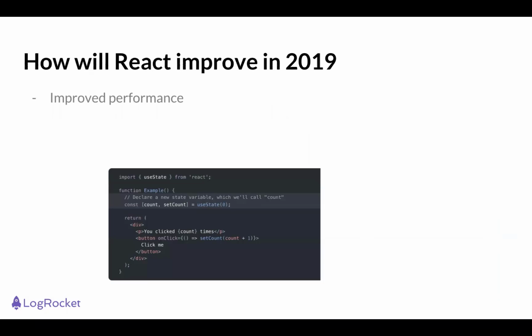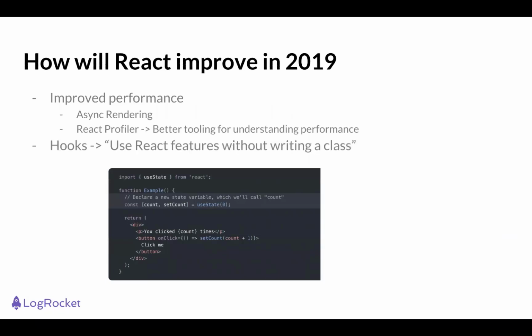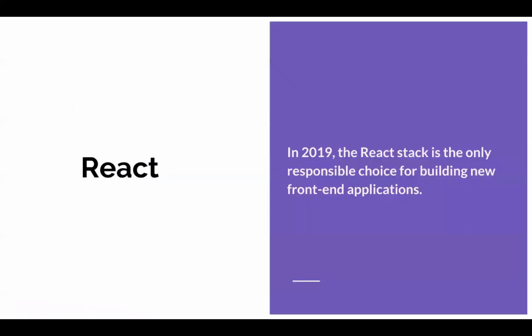In 2019, we don't expect React to change a ton. The Facebook team is continuing to work on improved performance, things like async rendering and improving the React profiler, which helps you measure the performance of a React app locally. And then hooks, which are new ways of using React features without using class components. This has been really popular lately, and this will just improve the React developer experience. So to summarize, in 2019, we believe that if you're building a new application, React is the only responsible choice.